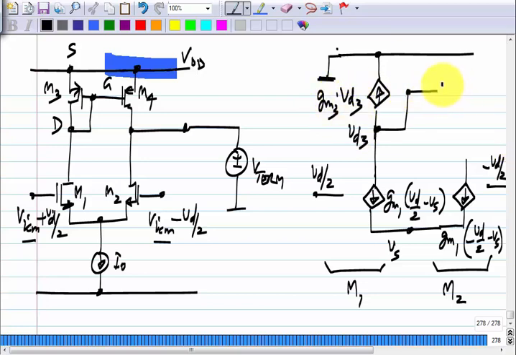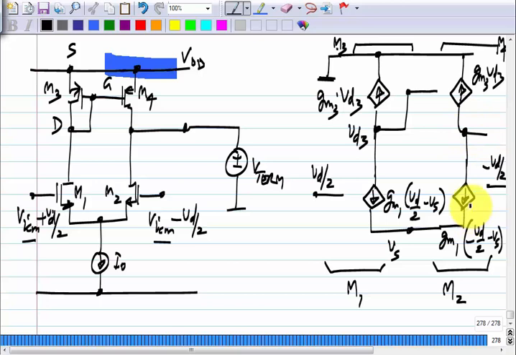Then this is also going to the gate of M4. So, this is M3 and M4. Okay. What is this current source value? GM3 times VD3. And what is this connected to? Ground. And what is it that we want to find? Current here. Okay. That is the Norton equivalent current IN.